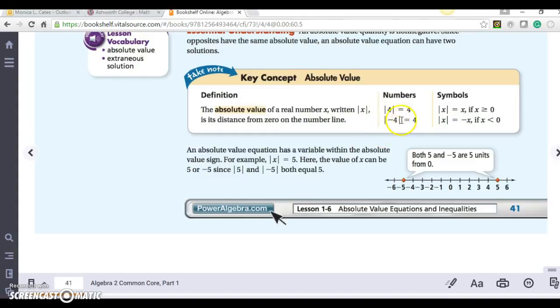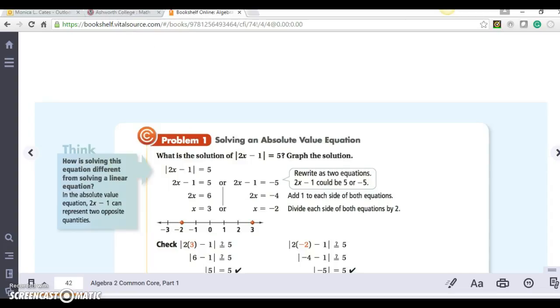The absolute value of -4 is equal to 4 because I'm counting distance, and distance can never be negative. I never can say, hey, I'm going -5 miles down the street. So distance is always positive. Therefore, we have to take this into consideration when we're solving equations and inequalities.